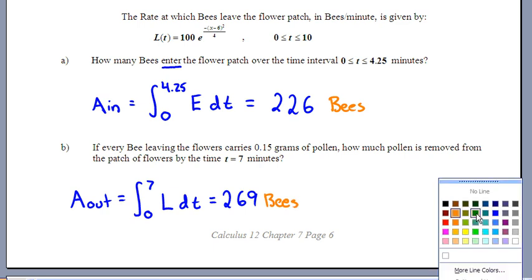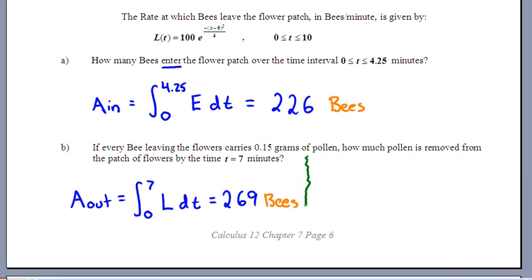But each one of those bees has got a little bit of pollen on board. So we can go 269 bees times 0.15 grams. And it looks like they've carried away 40.35 grams. So pretty handy having that option to have the entering and the leaving separate.